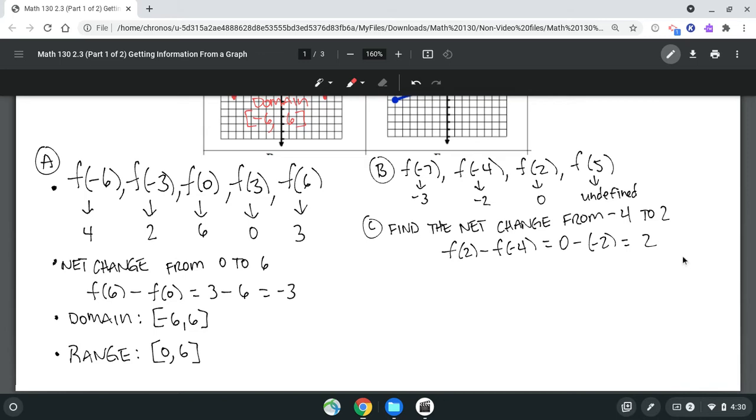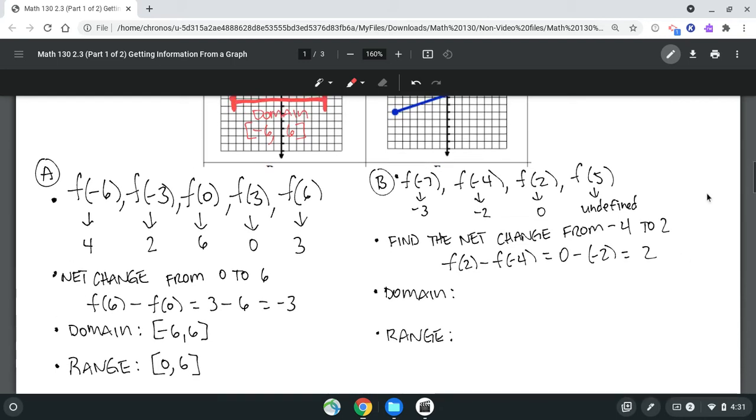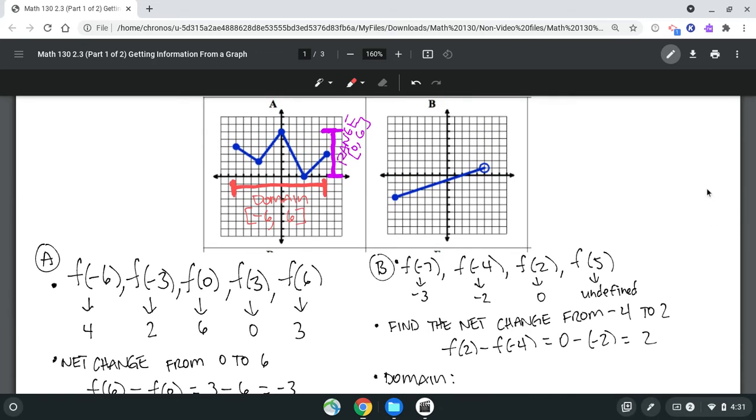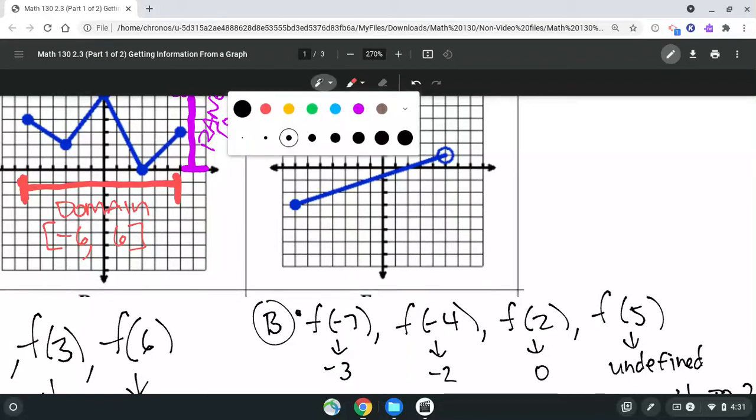Okay, and go ahead and find the domain and the range. I guess that's not really a C part. Okay, so go ahead and find the domain and go ahead and find the range. Okay, so go ahead and I'll zoom in there. Go ahead and pause and come right back. Okay, so here I'll go ahead and use some colors.